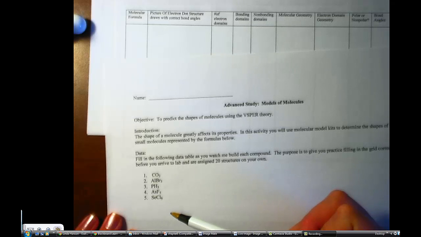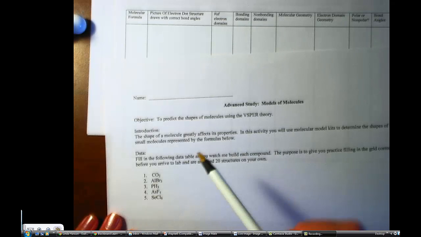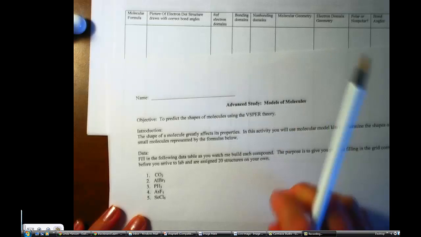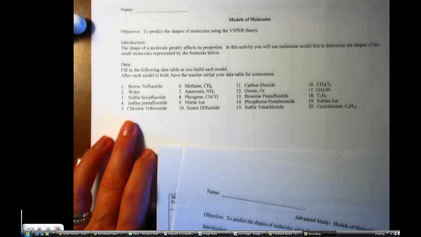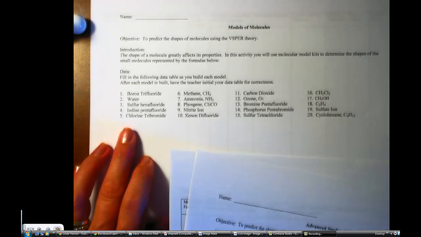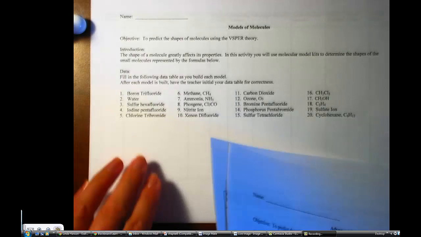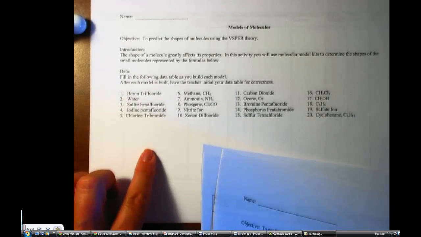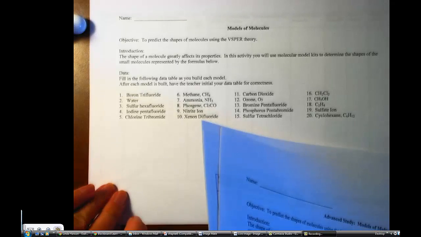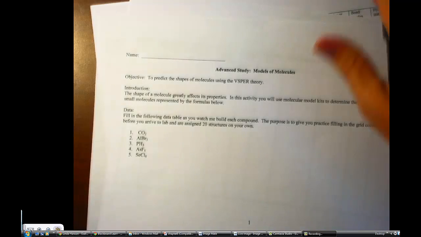The reason I wanted to do these 5 compounds with you is to get you an idea of what the actual data table will look like as we begin in lab building those compounds. There'll be 20 of those. So this is something else that you've actually printed from your Blackboard site. The models of molecules, all 20 of those compounds will be built during our laboratory session together. Notice also that that had plenty of data table pages, so you have enough of those data table pages, however large you write. It's all different for each one of us.